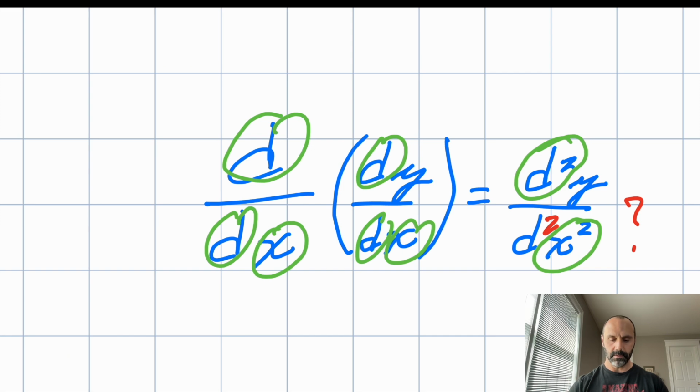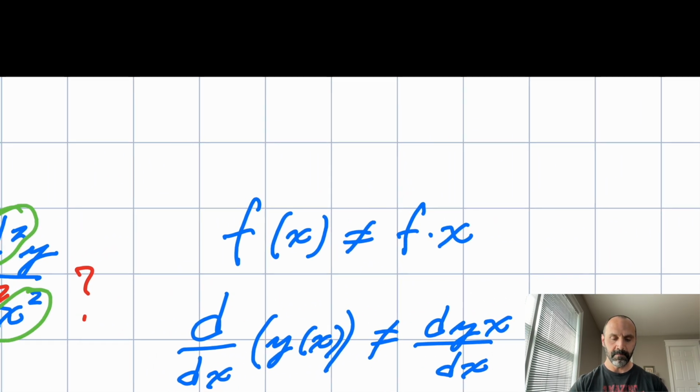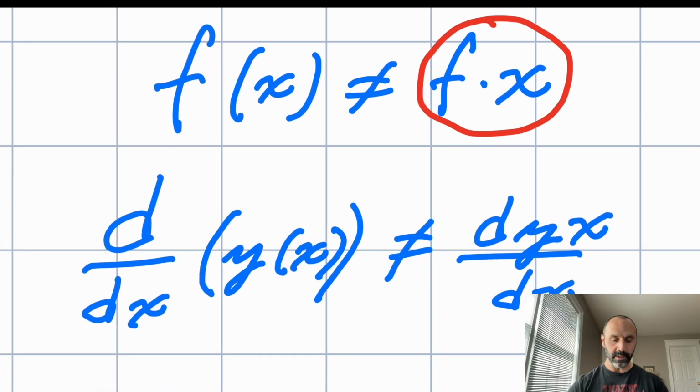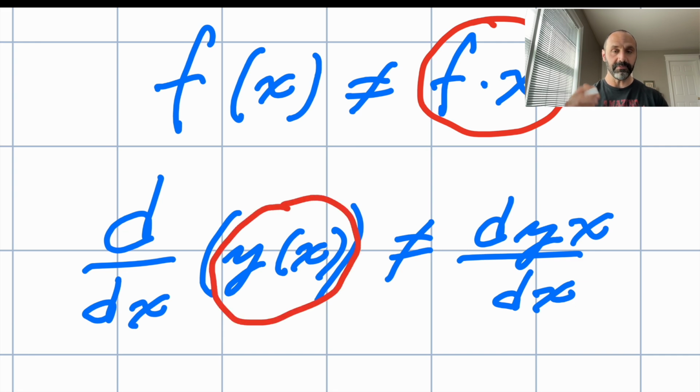Well, let's just pause for a minute and realize that what we're not doing here is multiplication. We're not multiplying this. So for example, if we have f of x, right, that's not the same thing as f times x. That's a different thing. And even when we write this notation, d dx and y of x, this means that there is a function. Y is a function of x. X is the input, y is the output.